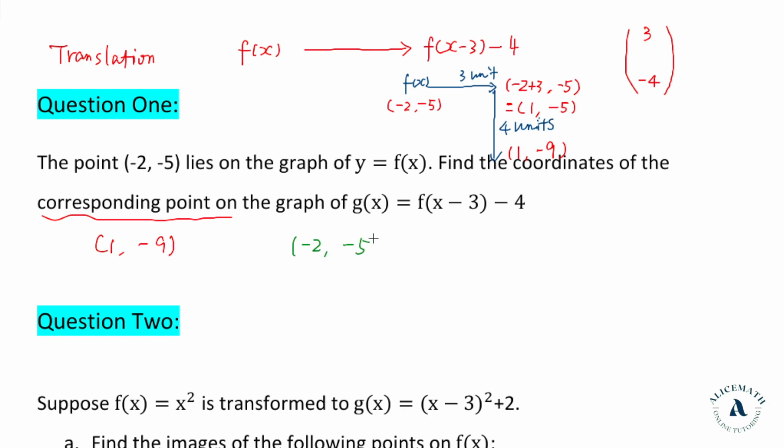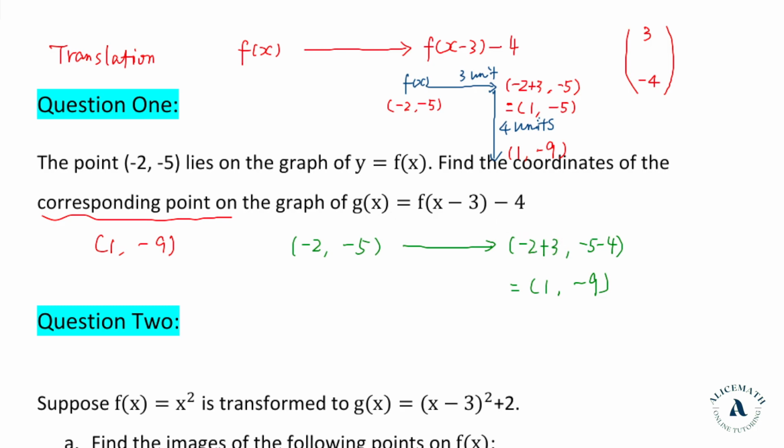If you are familiar with this translation, you can write it down directly. For example, negative 2, negative 5: how to make the translation into another corresponding point. Here, x minus 3, negative 2 should plus 3. And then go down by 4, so negative 5 should minus 4. So the answer is the same, and equals 1, negative 9. But be careful here. Normally, if we write it this way, f(x minus 3), we mean move to the right side. So the x coordinate should become bigger.